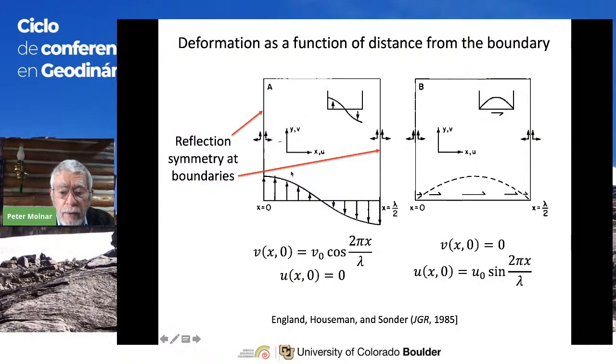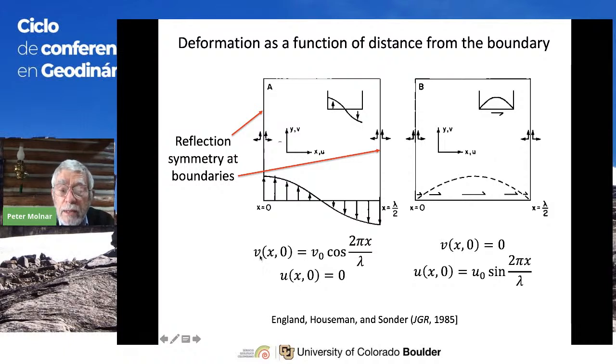So I'm drawing in large part from a paper by England, Houseman, and Sonder from 35 years ago, where they considered a region, and they broke it. It appears it's just a block in this case, where in one case they indented one side and they pulled the other side apart, but they have reflection on the boundaries here. So this indentation would be symmetrical. It would continue and then be extension over here. And again, this would continue and go on and on forever and ever.